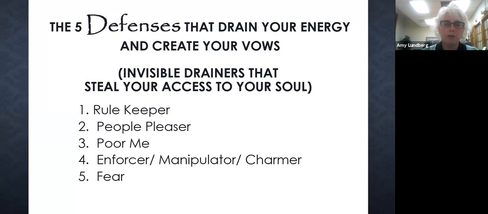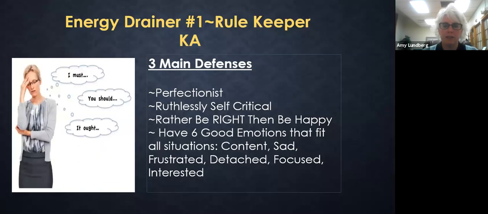So you have a rule keeper, people pleaser, poor me, your enforcer, kind of a bully or kind of pushy, manipulator, or a charmer. You kind of know how to charm your way through things, or fear. These are the 5 defenses that we use to feel safe in the world, to feel loved in the world, to get ahead in the world, whatever it is. These are the defenses. So the rule keeper.